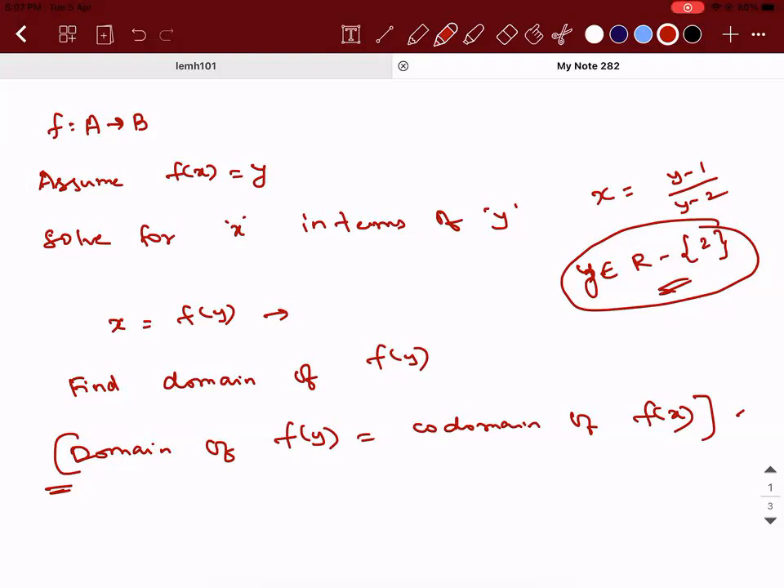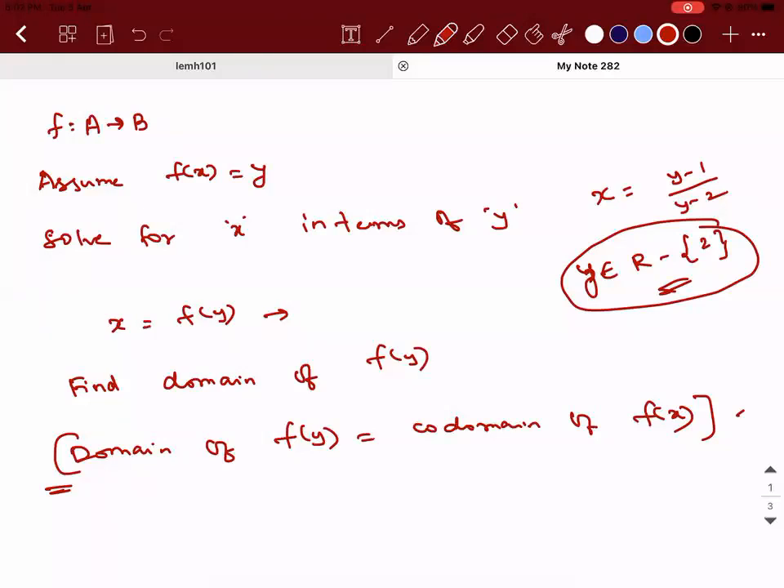The same thing is applicable for range also. What I'm trying to say is the domain of f of y is the range of f of x. Somebody told me yesterday that they solved problems based on range using the same procedure. Did anyone else try this kind of problem last year? Have you ever solved problems based on range? Range of a function? No. So these are the exact steps you need to follow for range. If you want, you can write it down also.